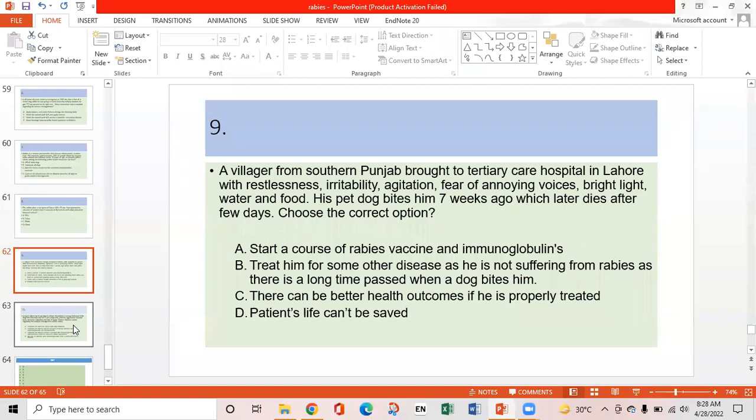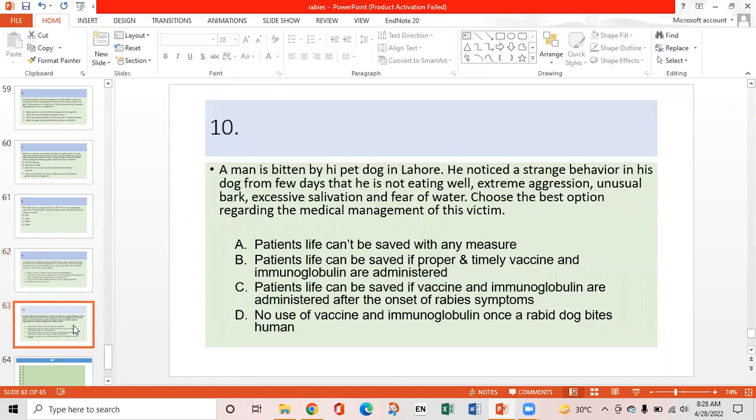D. Option D is the right one because in this situation, the patient has developed the disease and there is no treatment further, because the time for immunoglobulin has also passed in this scenario.